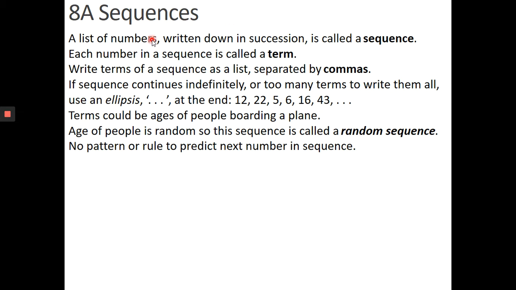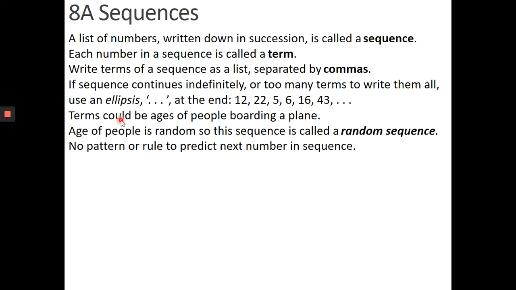So a list of numbers written down in succession is called a sequence. You know that, it's just the terminology that we use. Each number in that sequence is called a term. So here, one term, one term, one term, one term, one term, separated by commas, nothing amazing there. If it continues indefinitely, we use an ellipsis, those 3 dots, so that continues on forever.